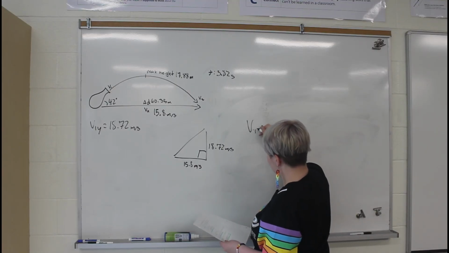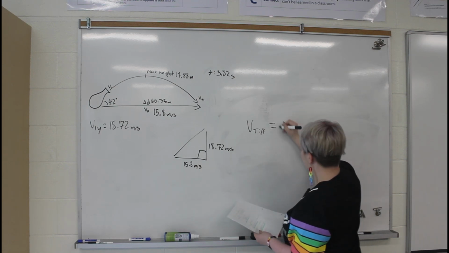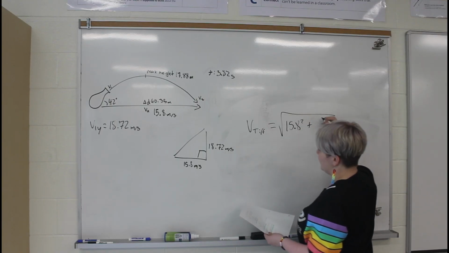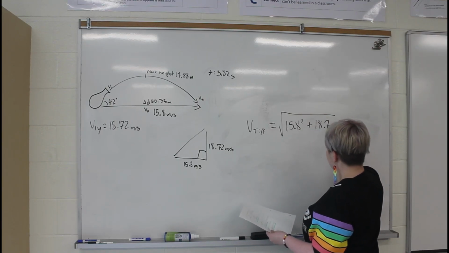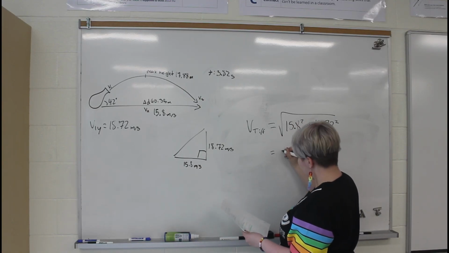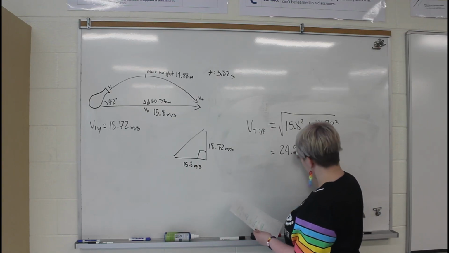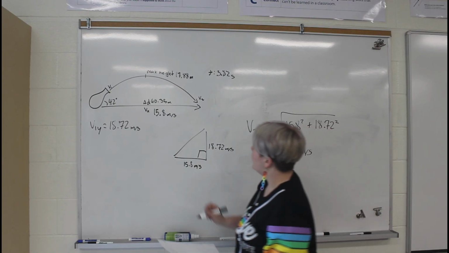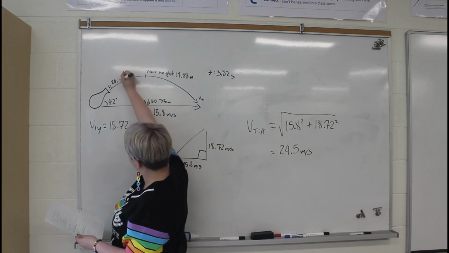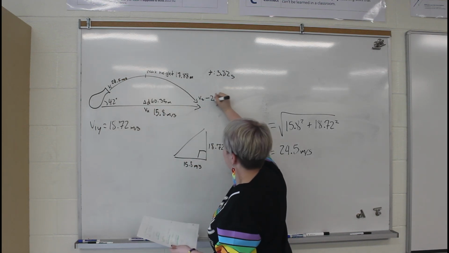So V total initial/final will be the square root of 15.8 squared plus 18.72 squared, which the velocity is then 24.5 meters per second. So this is 24.5 meters per second, and this one, because it's going down, is negative 24.5 meters per second.